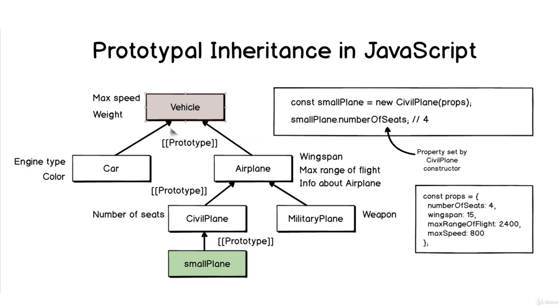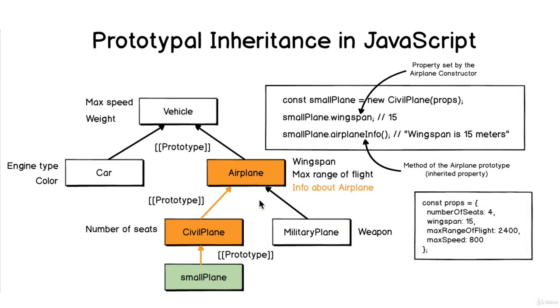Important notice, here we are talking about properties, not methods. So, if I try to access the property number of seats of the small plane, I will access a direct property of this object. And here I will get 4. And this property was set by the civil plane constructor. Okay, next. If I try to access the wingspan property, this property will also be an own property of this small plane object. But now it will be set by airplane during initialization of this small plane object. So here I will get 15.